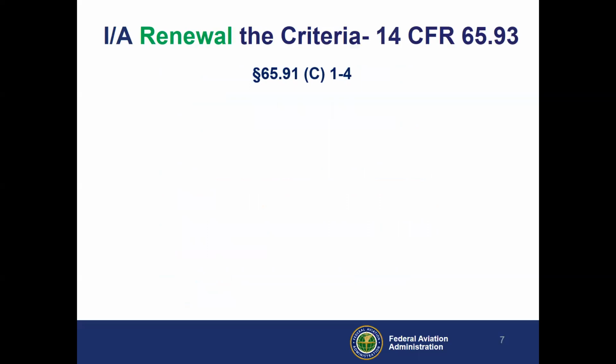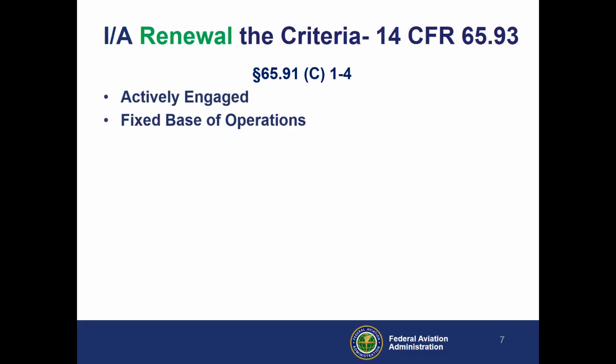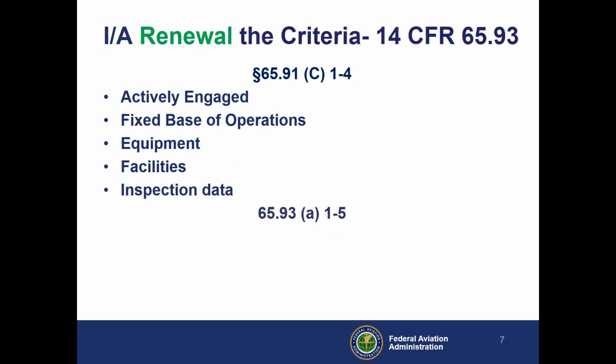So the renewal criteria is found in 65.93, but you still have to meet the requirements of 65.91(c)(1) through (4). And that is, you had to have been actively engaged for that 2-year period, the fixed base of operations, the equipment, the facilities, inspection data. And 65.93(a)(1) through (5), those are the renewal activities in year 1 and year 2 that are required. And we're going to cover each of these in a little more detail.